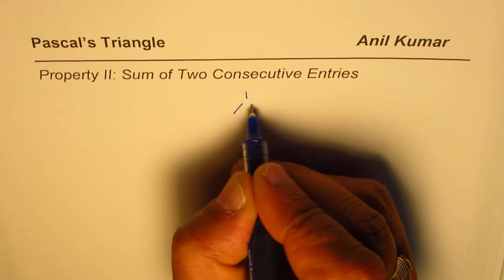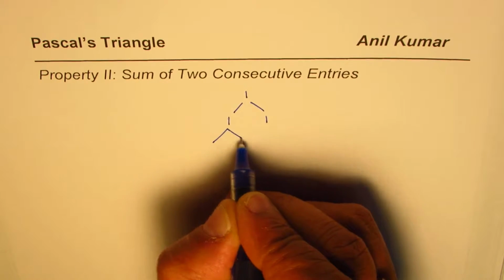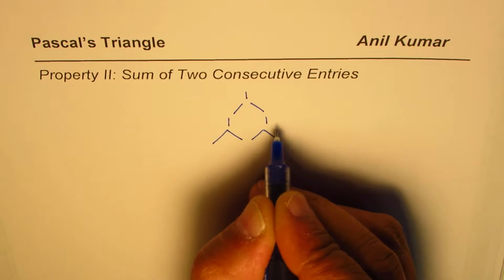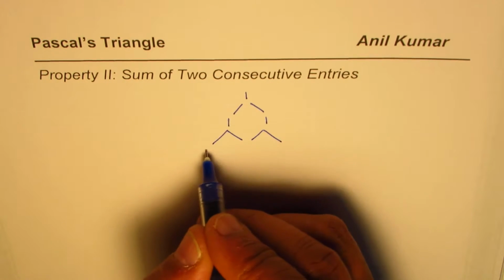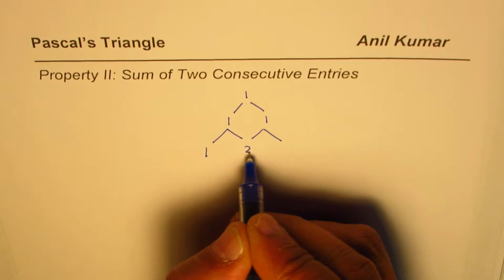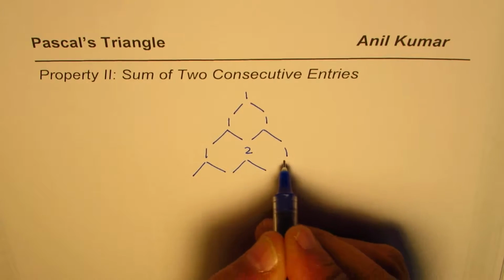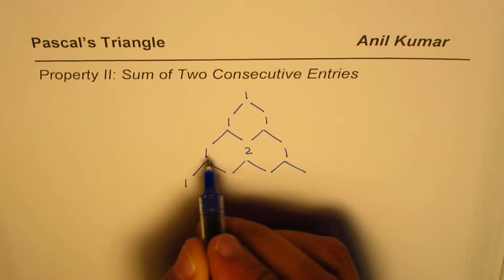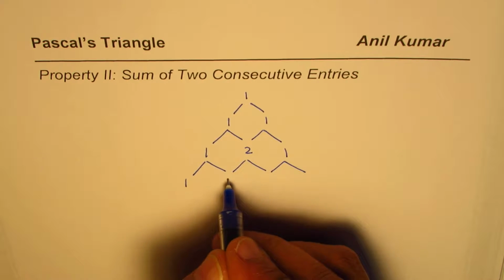We start with 1 and then we move on, and to get the next row we add the previous 2, right? So 1 plus 1, so 1 on the side, 1 plus 1 is 2, and then 1, and then we just move on like this. So what do we notice here? We add the previous 2 to get the next one, right? So that is the strategy, right?